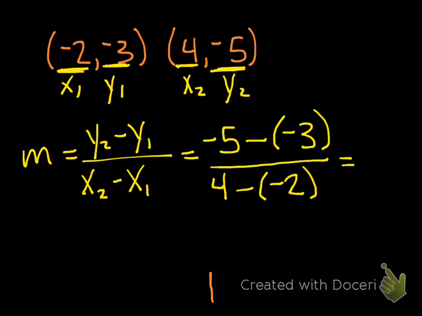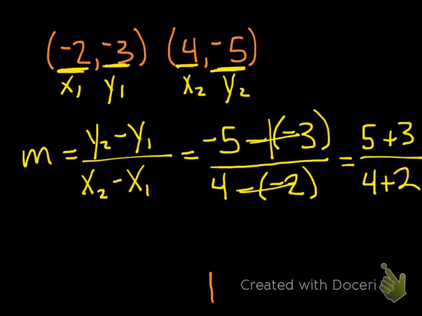So this actually means 5 plus 3, and this means 4 plus 2. Remember, when you're doing integers, 2 negatives make a positive. So 5 plus 3 is 8, 4 plus 2 is 6. So that means our simplified slope would be 4 over 3.